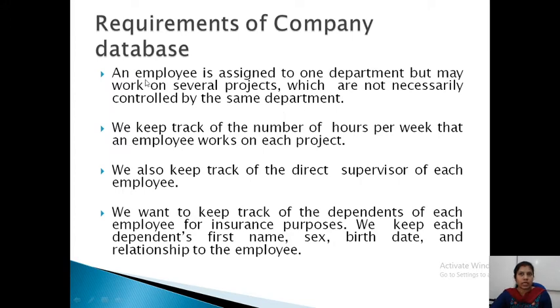So what they are telling is, an employee is assigned to one department but may work on several projects, which are not necessarily controlled by the same department. Then we keep track of the number of hours per week that an employee works on each project. So here department and employee are related. So how will we write that relationship?